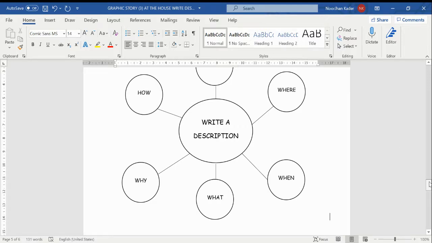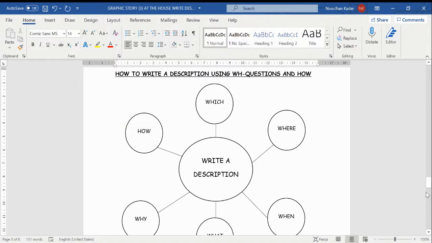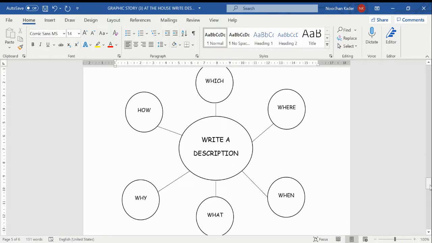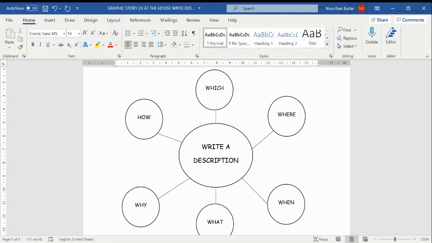So we have actually done which, where. We've already answered the question for which, where, what. Which, where, and what. And why there is no description. So now let's go to how.